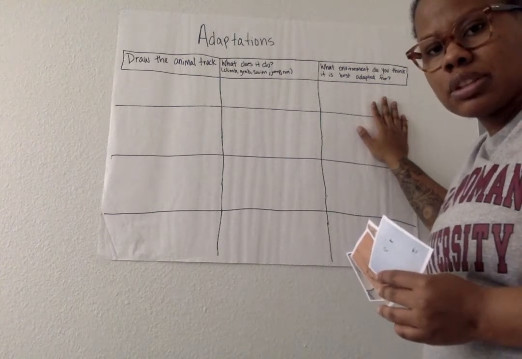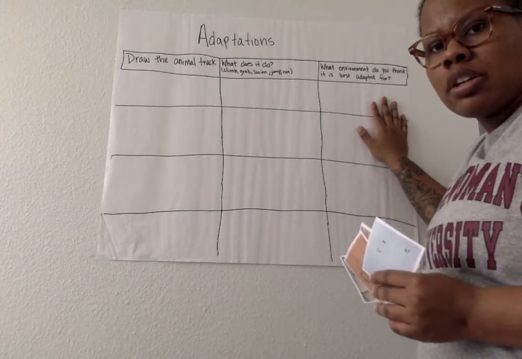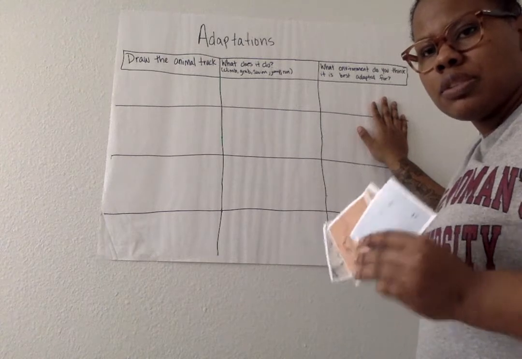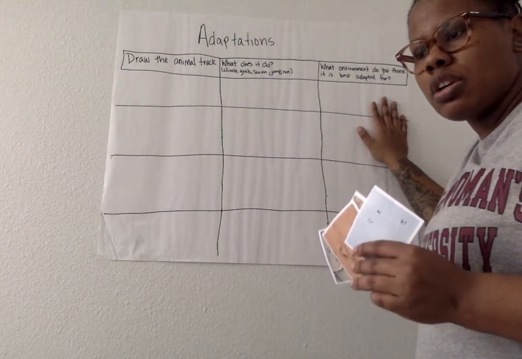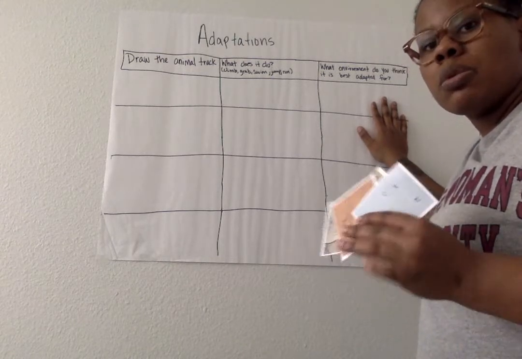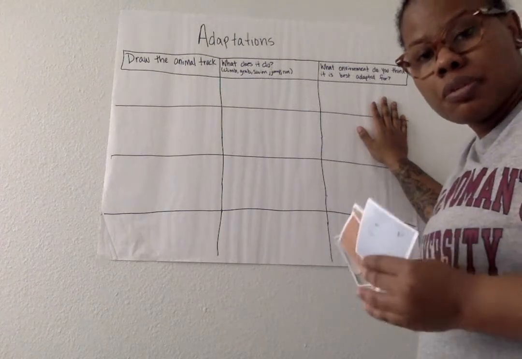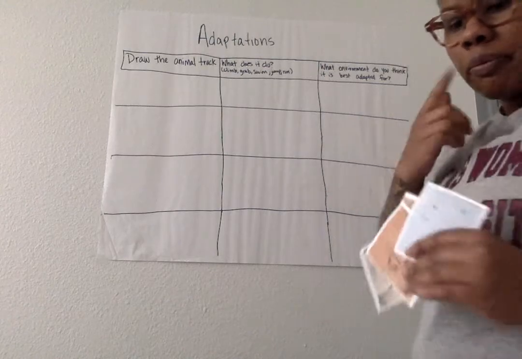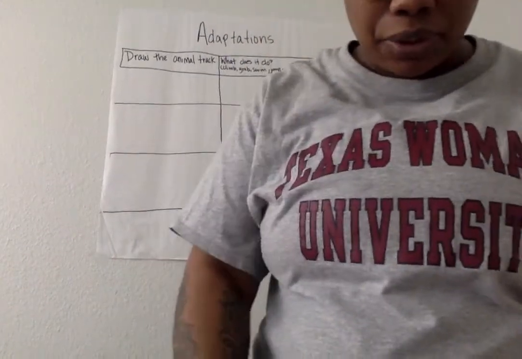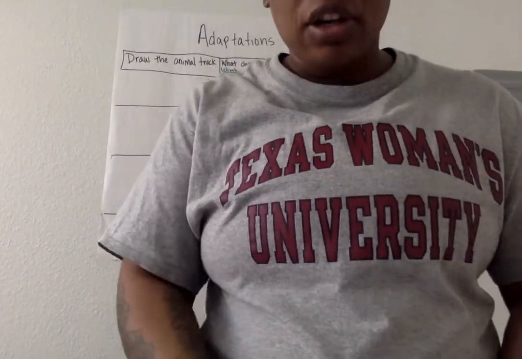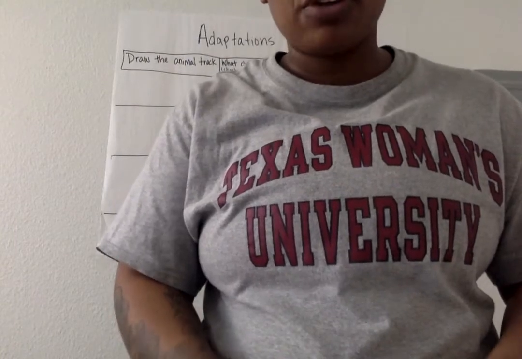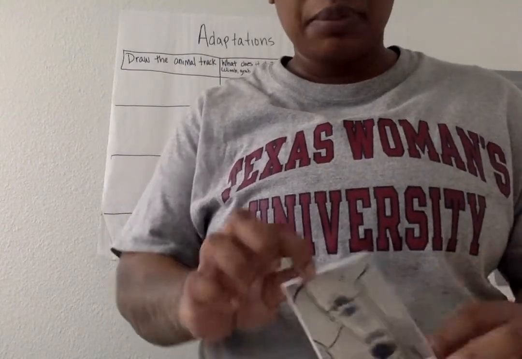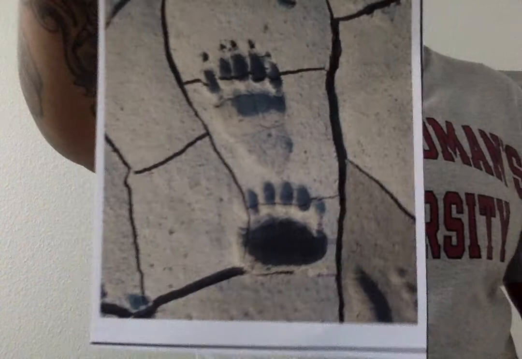So remember, we talked about a lot of the environments that these feet would most likely be able to survive in. So today we're going to talk a little bit more about that. So the first one that I have for you to look at and observe and try to figure out what animal this is, okay? So this is the first picture.